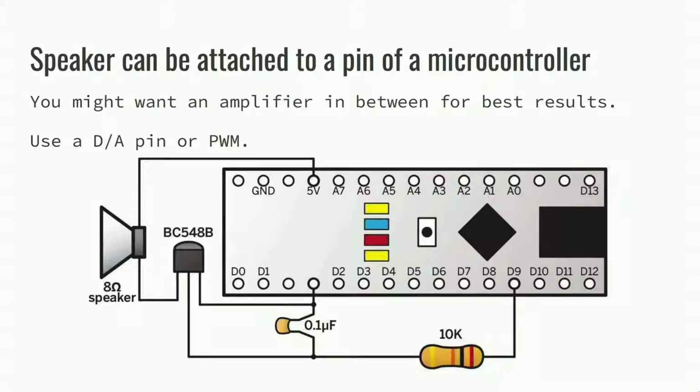Okay, so music is sound that communicates emotion, duh. Sounds are vibrations in the air, and air can be vibrated by a speaker, of course. So a speaker can be attached to a pin of a microcontroller. You might want to use an amplifier or something in between. You get better results. And you might use a D to A pin if you have one.